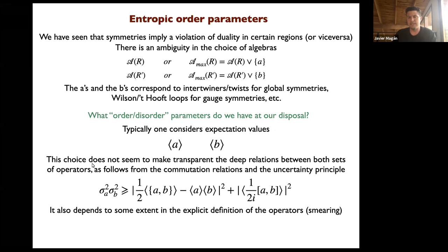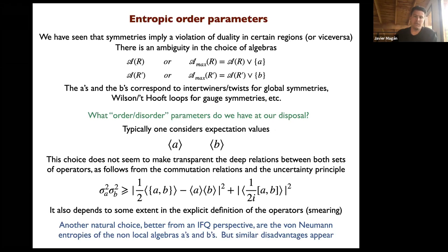Also, another more mild disadvantage is that it also depends to some extent on the explicit definition of the operators in quantum field theory, so the explicit smearing. Now, another natural choice, maybe better from a qubit perspective, and that has not been explored, are the von Neumann entropies of the non-locally generated algebras A's and B's. But after a couple of thoughts, we find that similar disadvantages appear, and we would like a choice that is able to overcome these disadvantages.